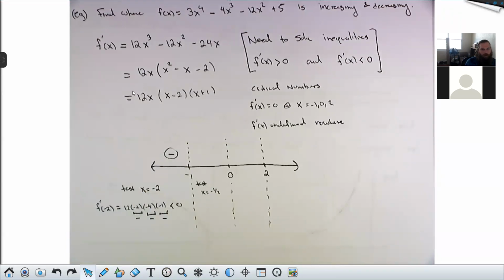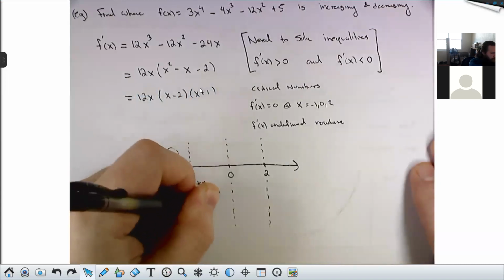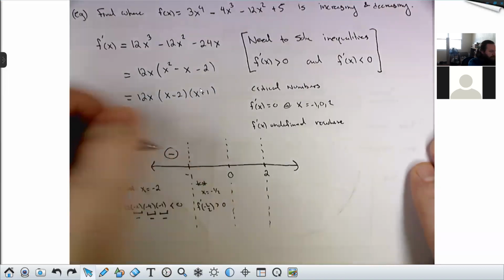So if I plug in -1/2, this piece would be negative, it would be -6. This piece would be negative, -1/2 minus 2 is -2.5, whatever. It's negative. And this piece would be positive. So I would have a negative times a negative times a positive. So f prime of -1/2 is positive.